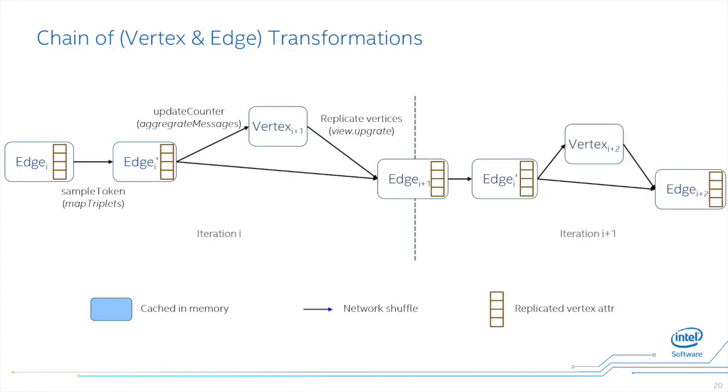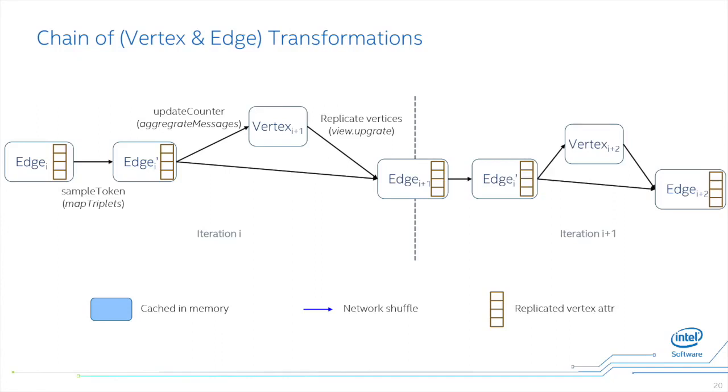The blue boxes are what get cached, and the blue arrows show where you need a network shuffle to aggregate all the messages to compute a new vertex, and then represent the vertex to every edge. And for a lot of those edges, you will have the replicated vertex attribute, by replicating all the data from the vertex to each edge partition.